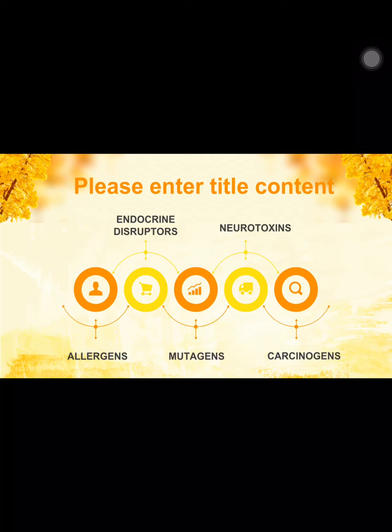The next one here is neurotoxins. These are metabolic poisons that specifically attack nerve cells. And the next one here is carcinogens. They are substances that cause cancer or out-of-control cell growth resulting in malignant tumors.